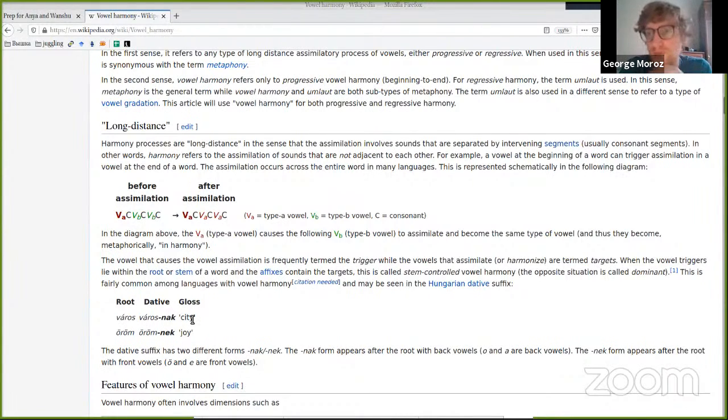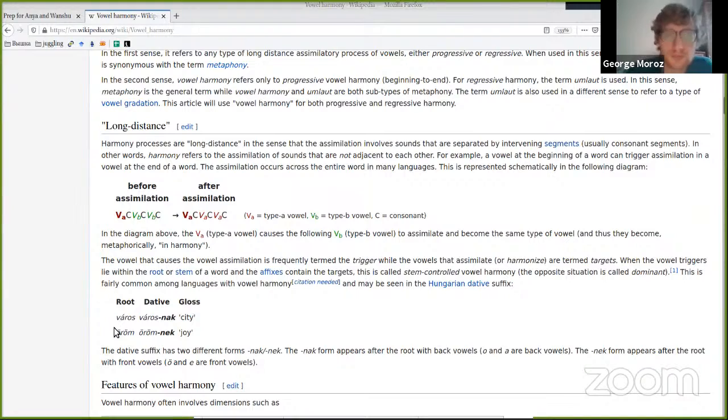When we have assimilation, we have two sounds together, and then they share some features. For instance, in Russian, it will be the voice feature. We have some prefixes, and this prefix will have a voiced consonant if the stem starts with a voiced one, and voiceless if the stem starts with a voiceless one. This kind of change could be treated as assimilation to the following consonant.